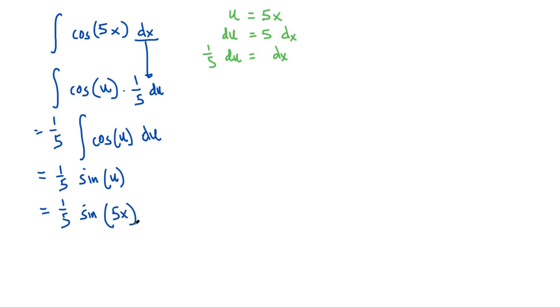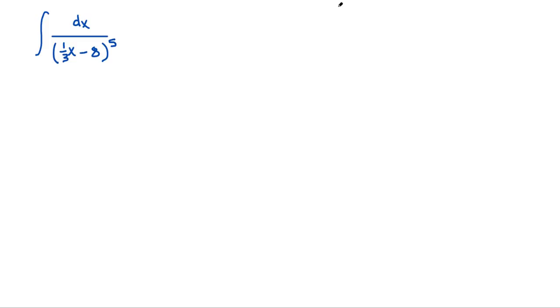Now, you might be able to find this without using the substitution method. You might be able to look at cosine of 5x and think backwards to figure out that this needs a constant of 1/5, but I think the substitution method gives you an option in case you're not able to see that from the beginning. Okay, so another example. Again, we're looking for a candidate for an inside function. Let's use u equal to 1/3 x minus 8, which means du is going to be 1/3 dx.